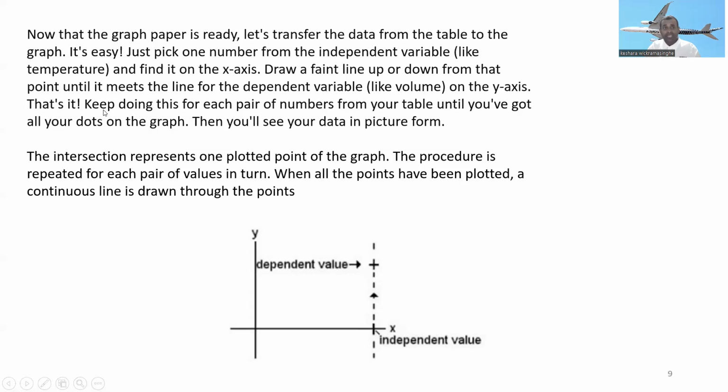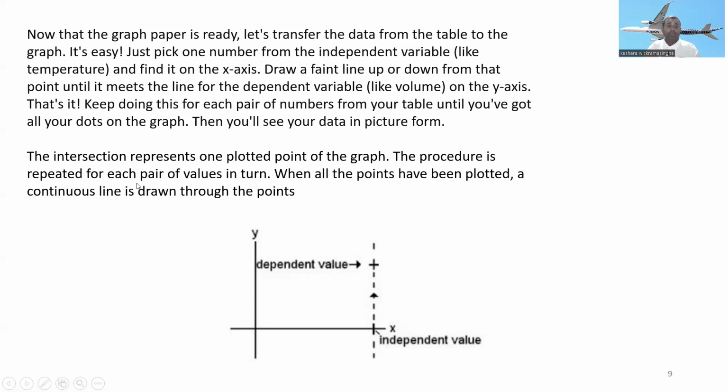So that is it. Keep doing this for each pair of numbers from your table until you get all the dots on the graph. Then you will see your data in picture form. The intersections represent one plotted point on the graph.